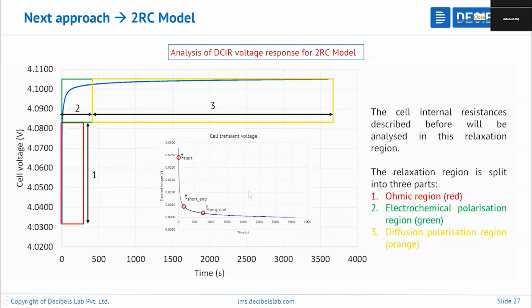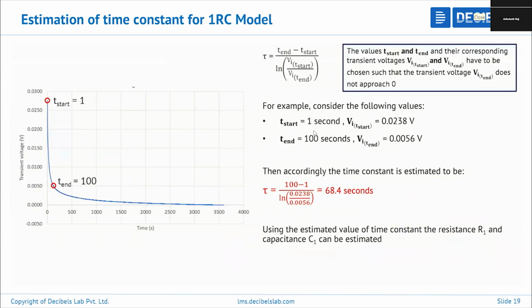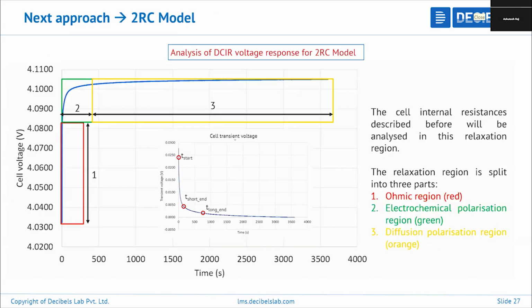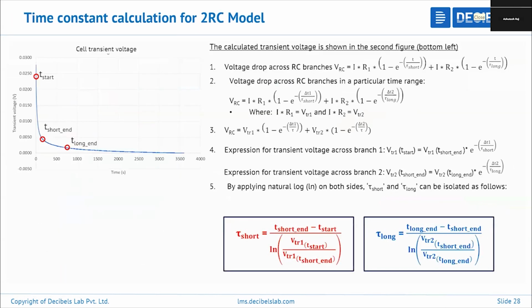Earlier in the slides I showed you the time constants. If you go with your one RC model, we only consider the short time constant. We are not considering those relaxations where the response is very slow or the change in voltage is very small. Those are associated with a long time constant. But when we go with higher RC branches, like 2RC and 3RC, we need to consider this whole relaxation voltage profile also. So we have also utilized our long time constant. T short will remain the same, as 100.